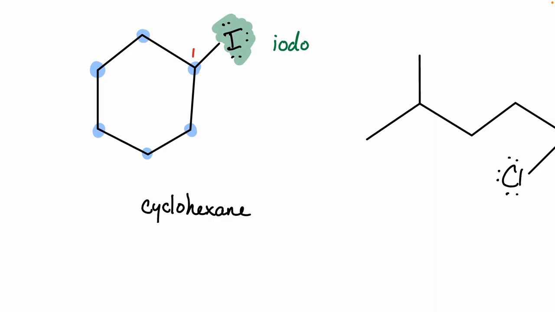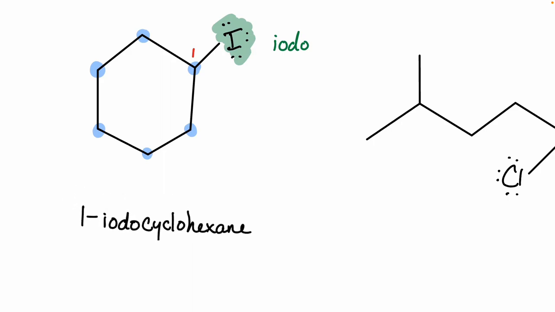All right, remember with our ring, we just always start numbering where that substituent is. So 1 iodo, except remember when there's only one substituent on there, of course it's going to be located on carbon 1, so you don't put the 1. Right, just iodocyclohexane. If there were more than one, all of a sudden you got to start numbering to indicate where they are. But if there's only one, we already know where it is. It's on carbon 1.